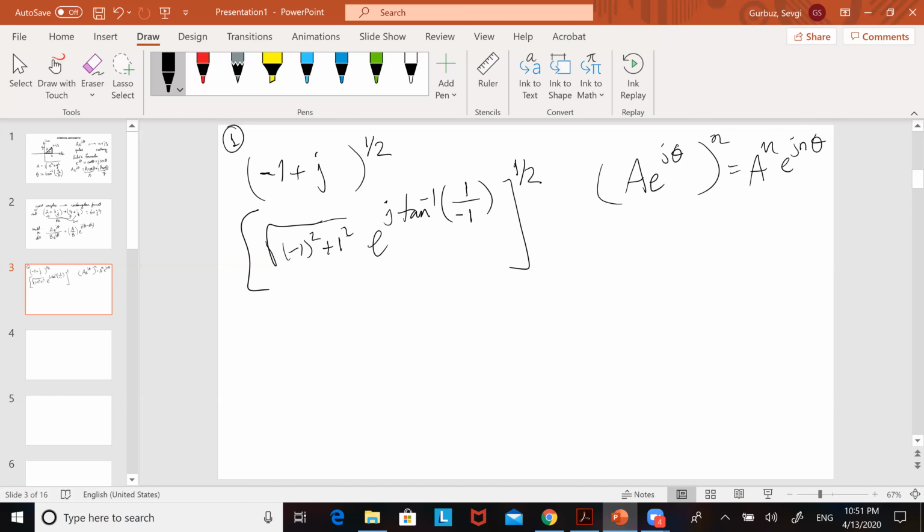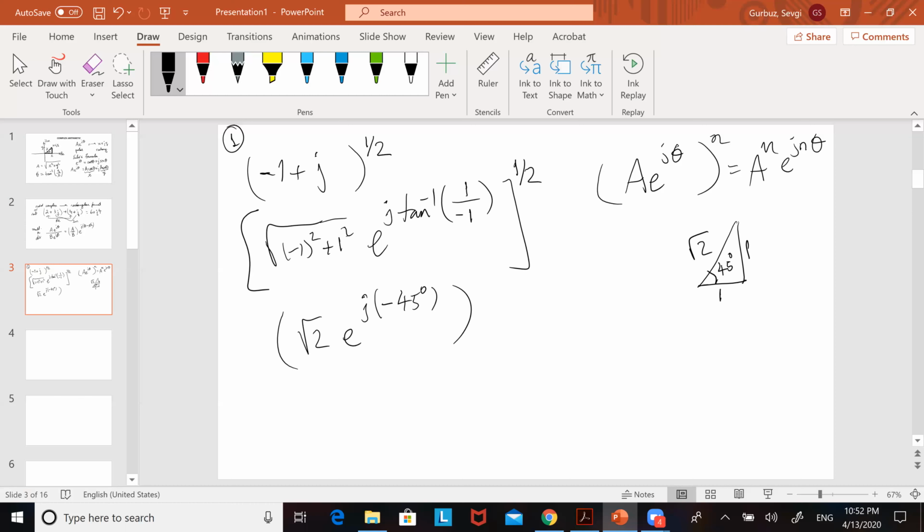Let's first simplify the expression we have in the middle here. So minus 1 squared is just 1, plus 1 squared gives us 2. So we have the square root of 2 times e to the, now let's think about what this tangent would be. This is where some of the standard triangles come in handy. If you have a 1 and a 1, then this must be square root of 2, and this is the standard triangle you would get when you're at 45 degrees. So I can write this as e to the j minus 45 degrees.